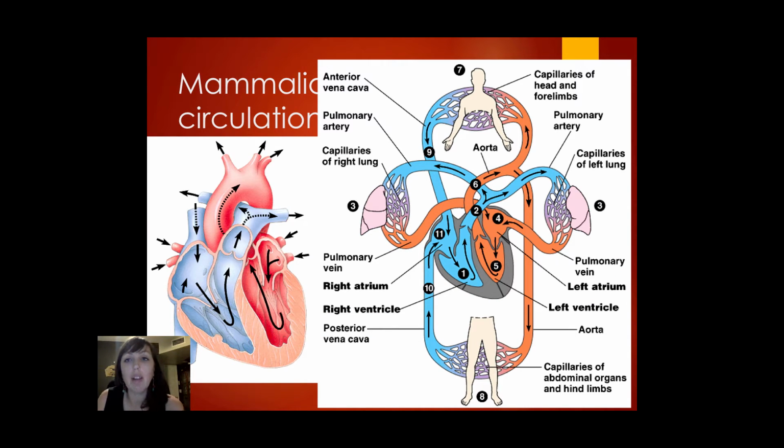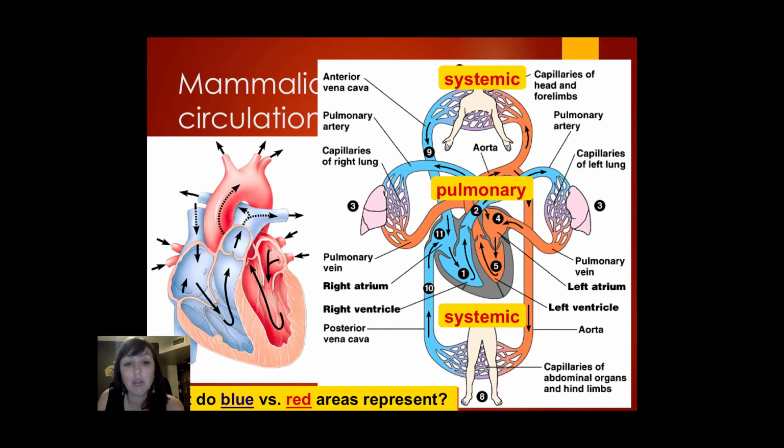Okay. So you are responsible for understanding the path of blood through mammalian circulation. So where blood is entering and where it's exiting. And we're going to go through this, and also it's in your book, but you are required to understand the entire pathway. Okay. And this includes the systemic and pulmonary pathways. Okay, and we know by now that blue represents deoxygenated blood and red represents oxygenated blood.